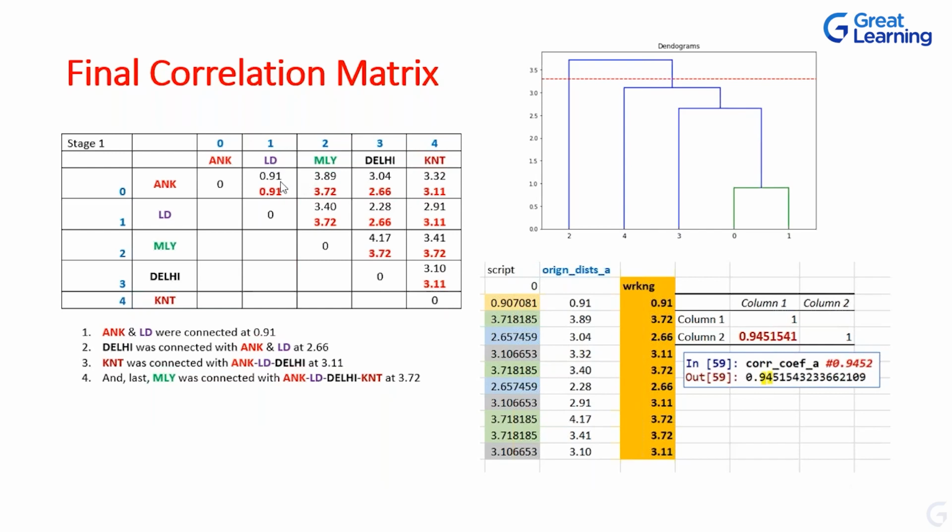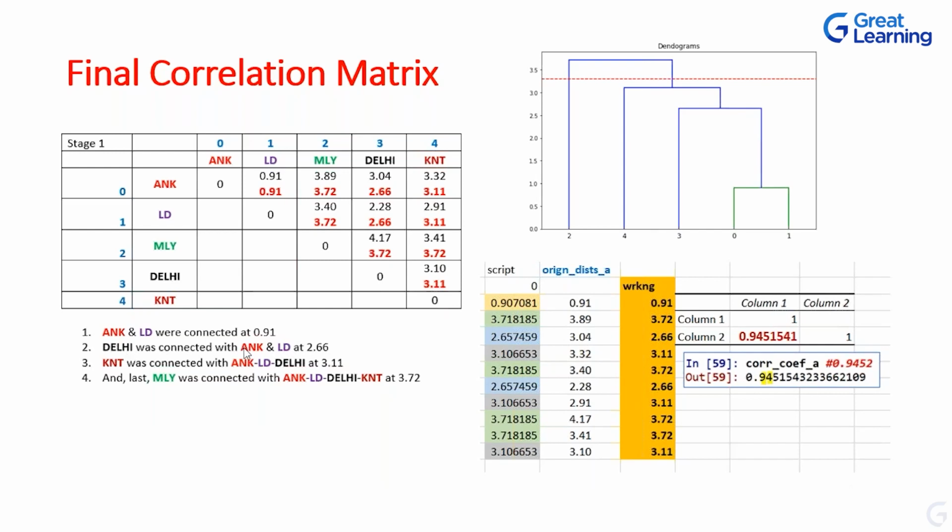Look at this table. These black numbers are the distances, original distances. And then you see red numbers. How these red numbers are appearing in the typical cell needs explanation. So listen carefully. What we had done in this: first Andaman Nicobar and Lakshadweep were connected at 0.91. So we will write 0.91 here. So that was our first cluster. In second cluster, Delhi was connected with Andaman Nicobar and LD at 2.66.